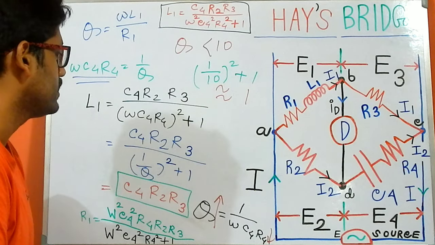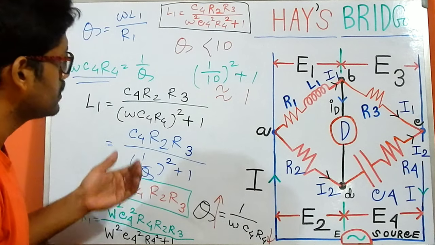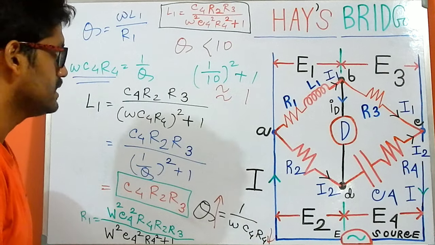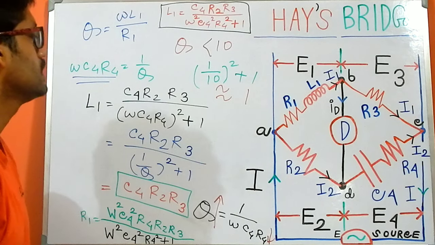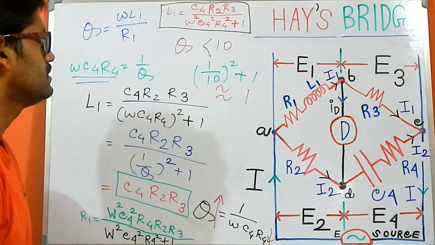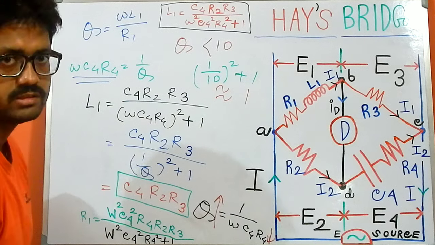And the third advantage is that this bridge is suitable for a Q factor value greater than 10, or we can calculate a Q factor value higher than 10 by using this Hayes bridge.